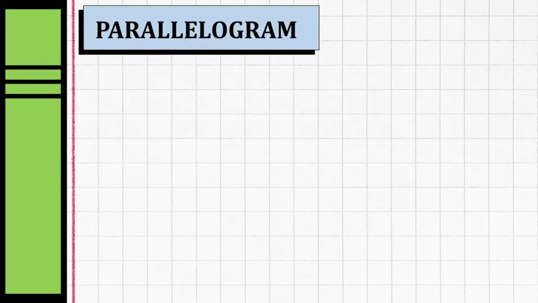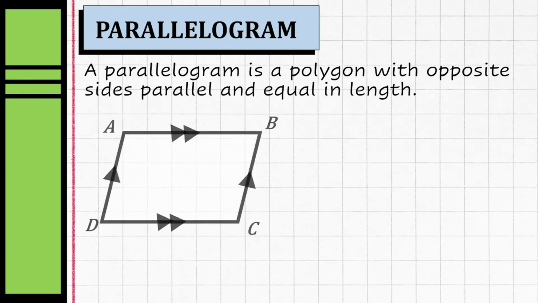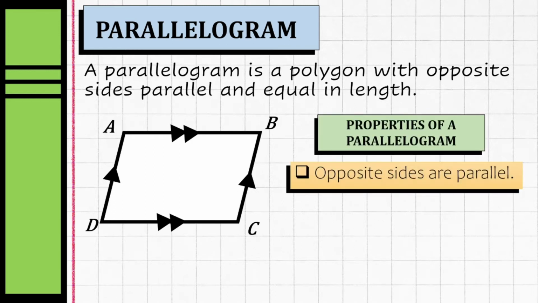Okay, another type of quadrilateral is a parallelogram. Now, a parallelogram is a polygon with opposite sides parallel and equal in length. So here is an example of a parallelogram. Now, here are some properties of a parallelogram.